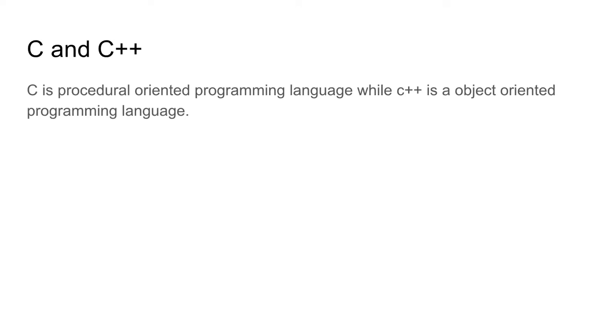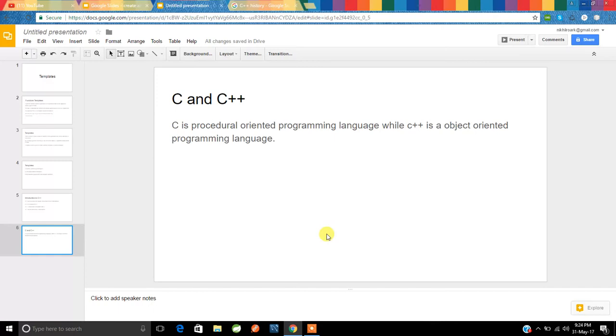This is the very basic difference between C and C++, and I'm just emphasizing this one particular difference. As you go along with the course of C++ and study its features, you will come to know about many other differences between C and C++. But the basic difference is this: C is a procedural oriented programming language and C++ is an object oriented programming language. This I just wanted to explain.